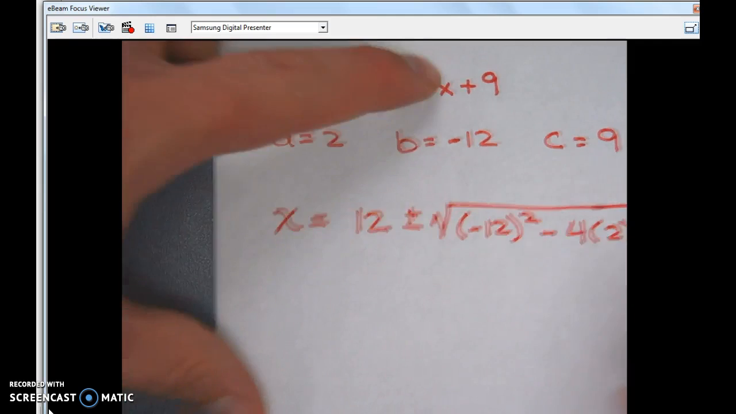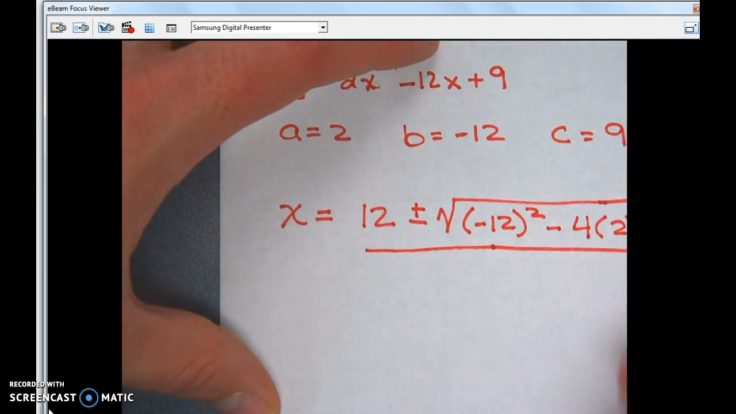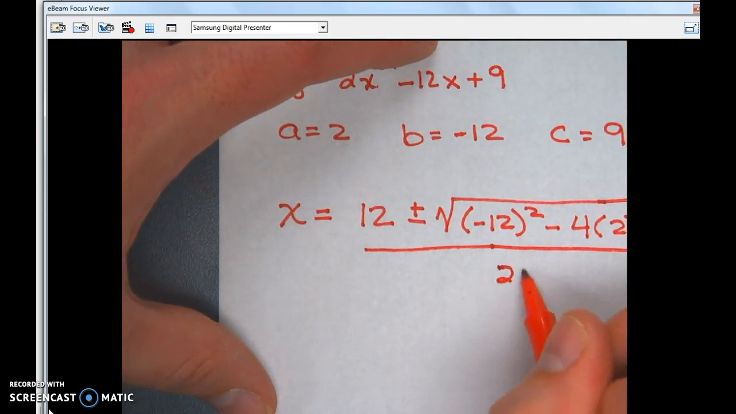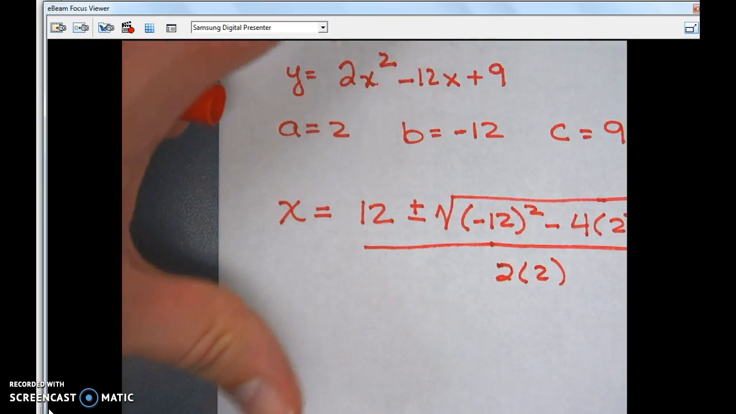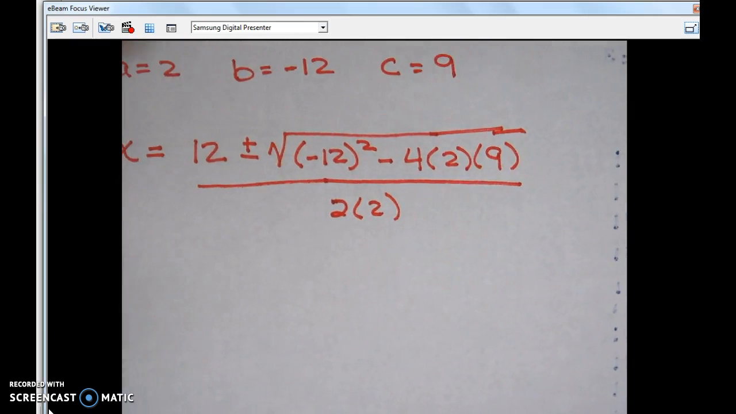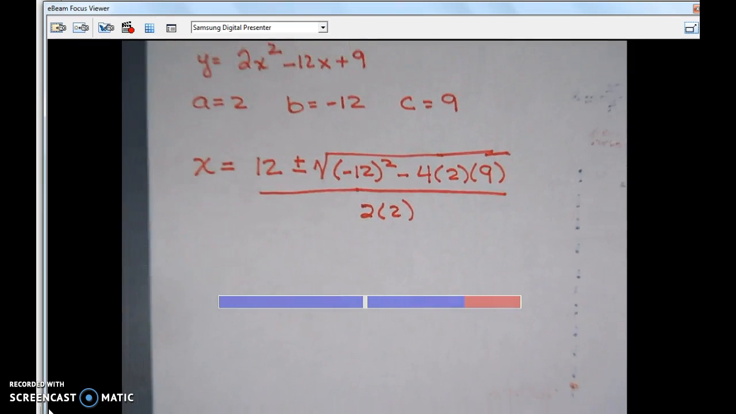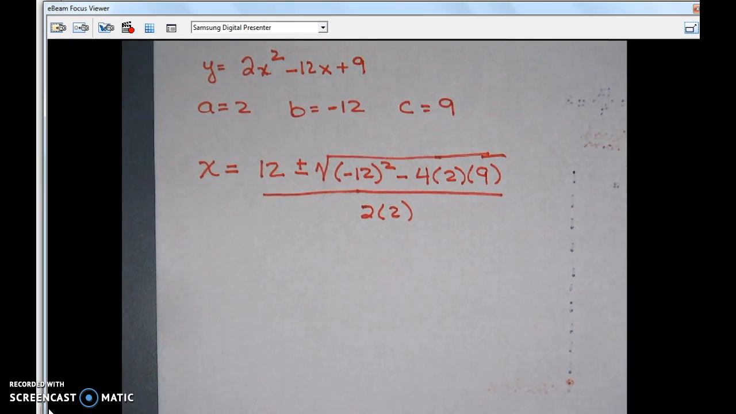Again, you guys have gotten really good at this, so I'm kind of going quickly. All divided by 2 times A. A in this case is 2, so it's 2 times 2. So when you write out the quadratic formula, it should look like this. X equals 12 plus or minus square root negative 12 squared minus 4 times 2 times 9. All divided by 2 times 2.